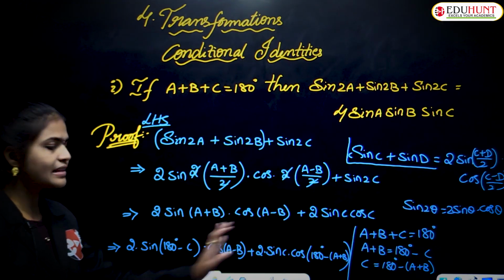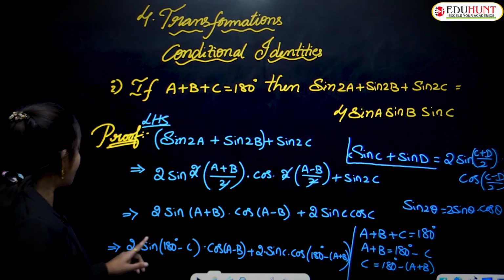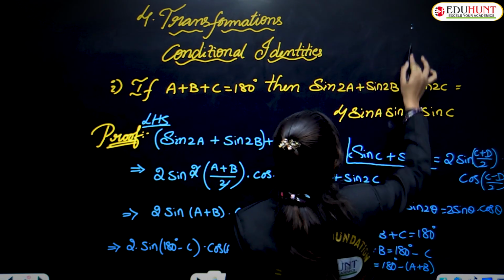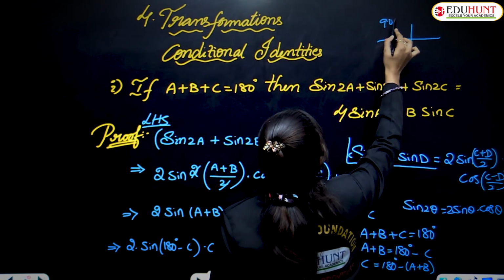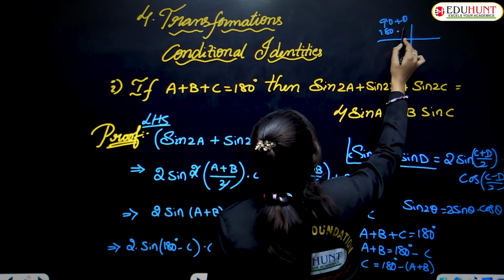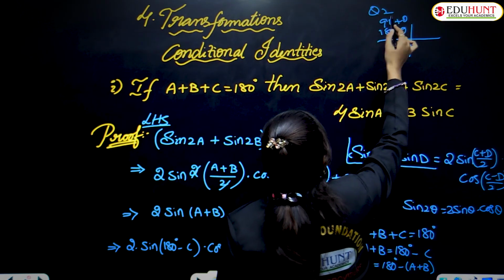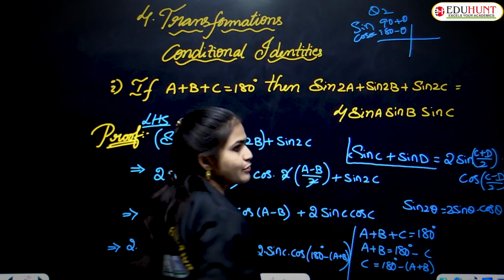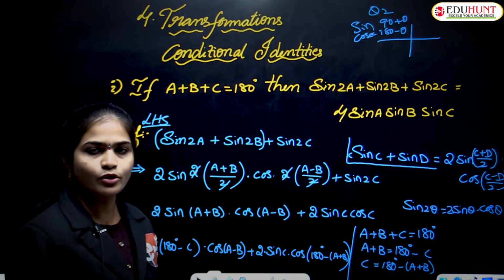Understand ma? So this way we change it. Now sine of 180 minus c. 180 minus c means here that is in the second quadrant, no. 90 plus theta, 180 minus theta. So this is the second quadrant. In the second quadrant which one is positive? Sine and cosecant are positive. Sine and cosecant only are positive.